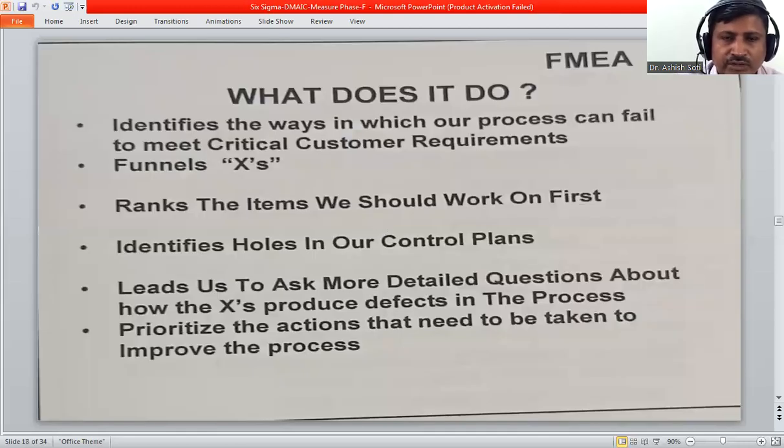FMEA is another tool, failure mode effect analysis. It identifies the ways in which a process cannot meet the critical customer requirement. It funnels out or reduces the X's which are required to be focused on, ranks the items we should work on first, identifies holes in the control plan, and leads us to ask more detailed questions about how the X's produce defects in the process. It again prioritizes the X's or the action plan.